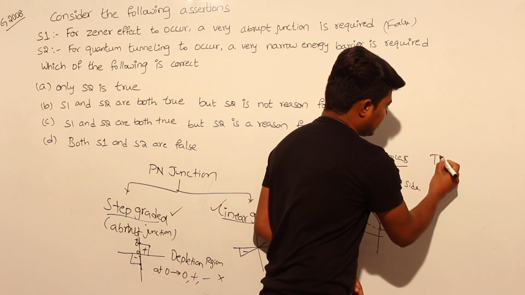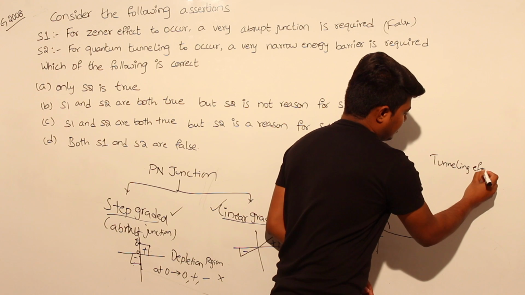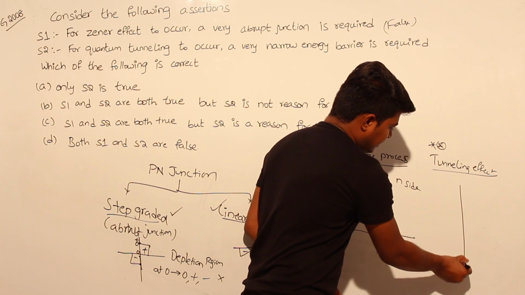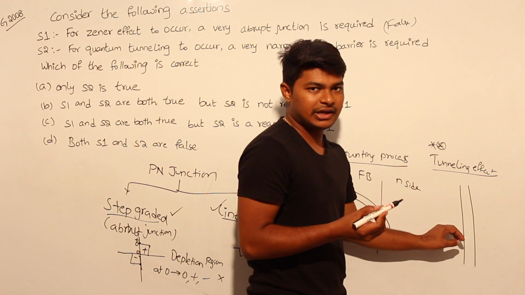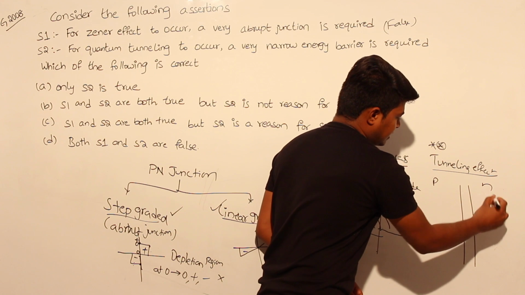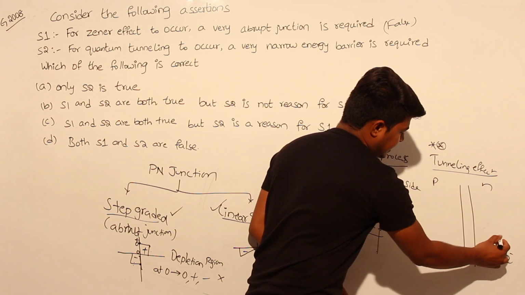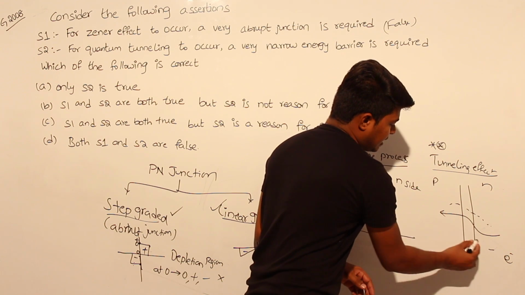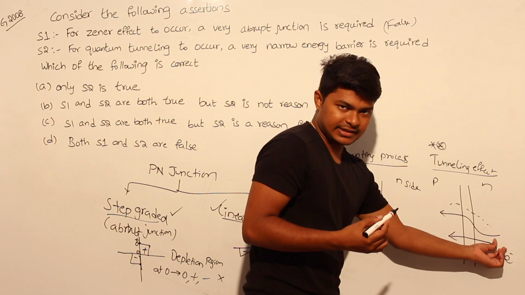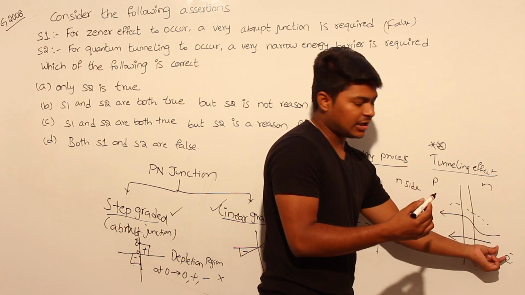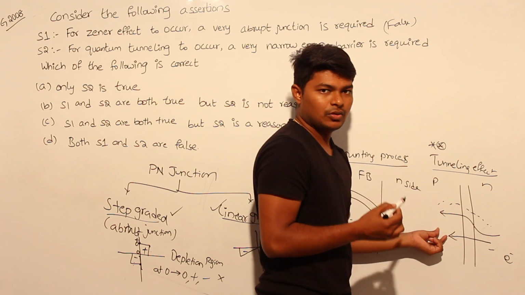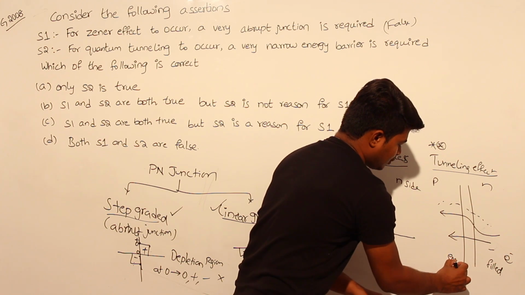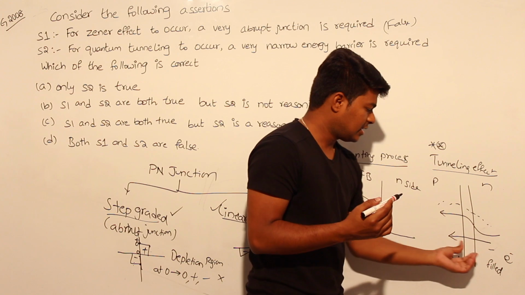Now coming to the tunneling effect. This is very important. Here a very thin energy band gap is there. Even though it is heavily doped, a thin band gap is there. Electrons move from N side to P side. Instead of surmounting or jumping, it straightaway penetrates from N side to P side. It is penetrating from N side to P side instead of surmounting. Otherwise you can say that it is moving from a filled energy level to an empty energy level. This should be the main condition.